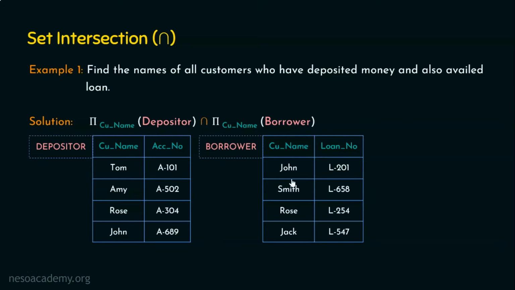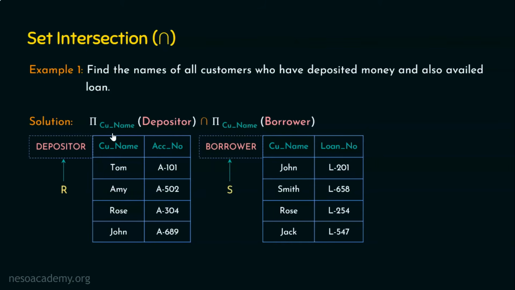And in borrower relation, we have John, Smith, Rose and Jack with corresponding loan numbers. And what will be the output of this relational algebra expression? For simplicity, I am giving a temporary name for this output as R. And again, this side I am giving the name S for simplicity.